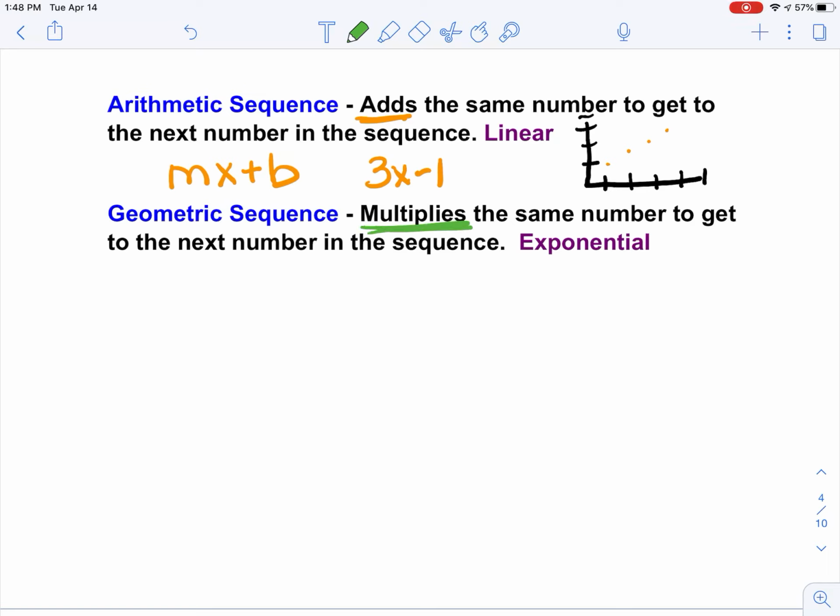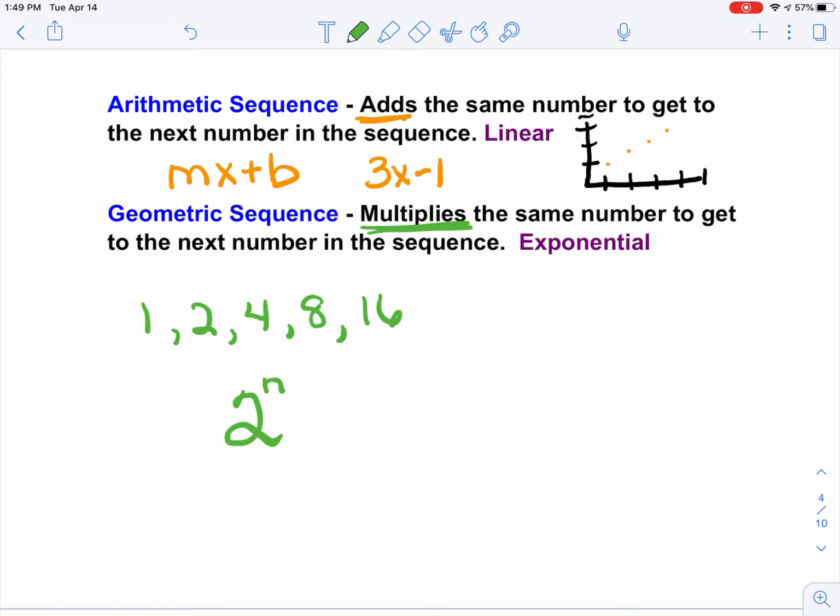Geometric multiplies the same number, so I can multiply by 2, multiply by 2, and multiply by 2, and multiply by 2. What actually would a sequence like that look like? So if I start with 1, multiply by 2, I get 2, multiply by 2, I get 4, multiply by 2, I get 8, multiply by 2, I get 16. Okay, this is an exponential graph. So you're going to have something to an exponent.